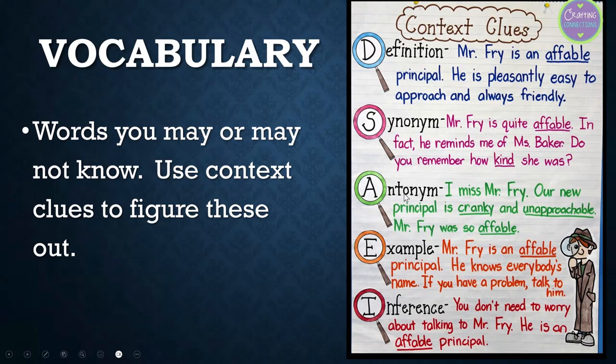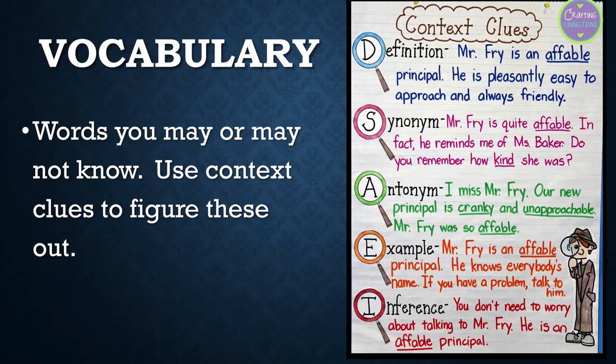An antonym means opposite. Now, synonym means the same name. Antonym means opposite, so not the same name. So the opposite is not something. I miss Mr. Fry. Our new principal is cranky and unapproachable. Mr. Fry was so affable. So our new principal is the opposite of Mr. Fry. Mr. Fry was so kind, and I'm guessing the new principal is not. He is the opposite of that. The antonym, all right? An example helps you understand new words.